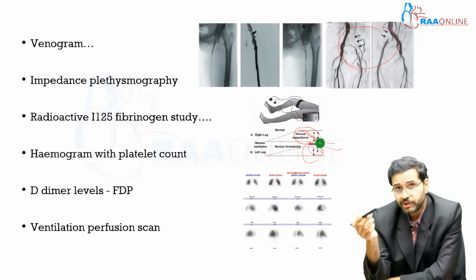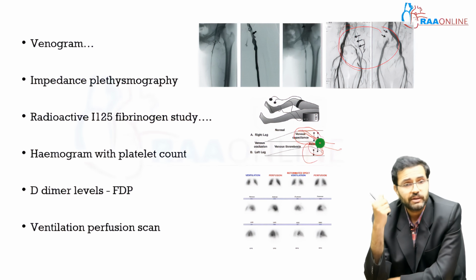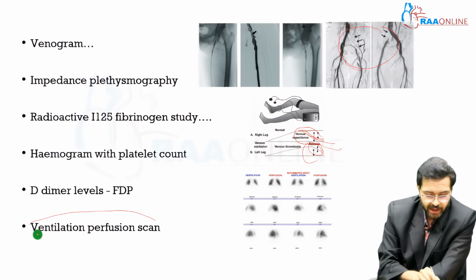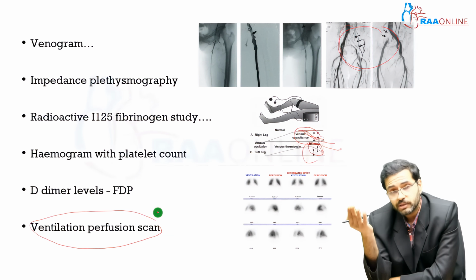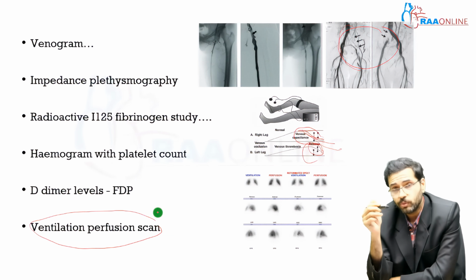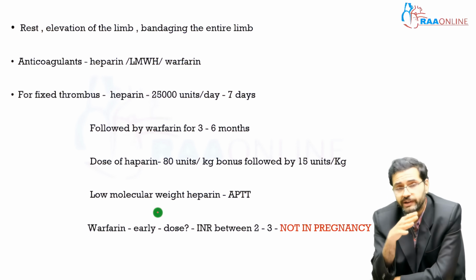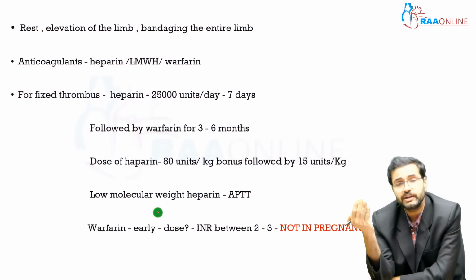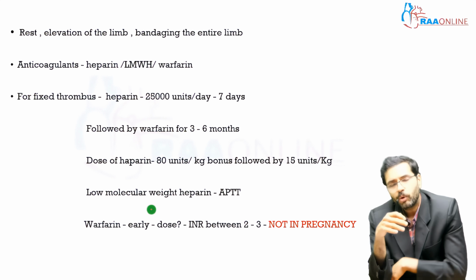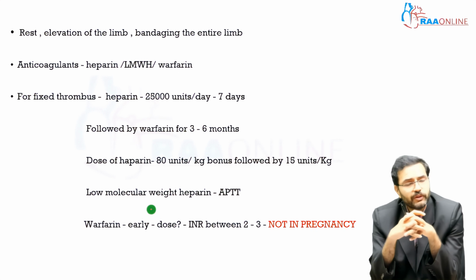Other blood investigations which can be done to identify the presence of a deep vein thrombosis are a D-dimer level and a hemogram with platelet count. A ventilation perfusion scan is mainly done in order to identify a pulmonary thromboembolism. It is more sensitive and specific in the detection of a pulmonary thromboembolism when compared to a CT pulmonary angio. Now, what do you do if you identify that a person has a deep vein thrombosis?